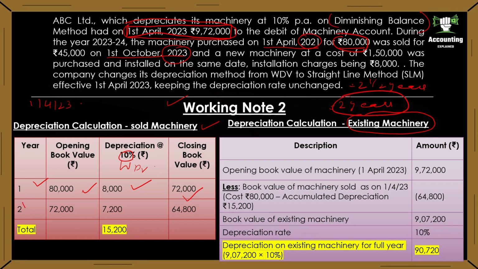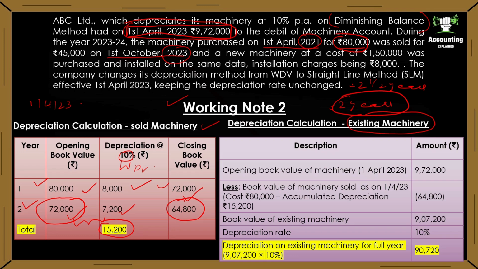For the second year, you take the book value of 72,000 here. Since we are following the WDV method of depreciation, this should be on 72,000. That is 10% of 72,000, which is 7,200. When you deduct 72,000 minus 7,200, you get 64,800 as the book value of the sold machinery. And the total depreciation charged for 2 years for this machinery is 15,200.